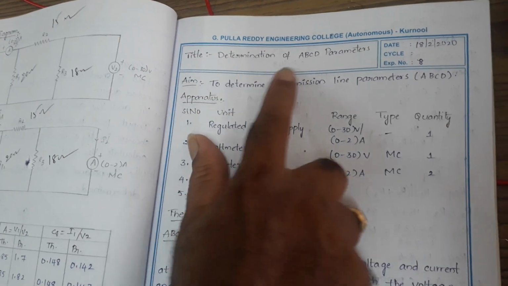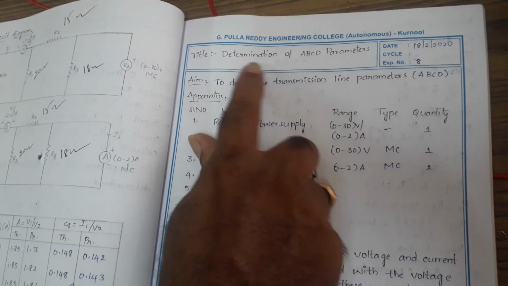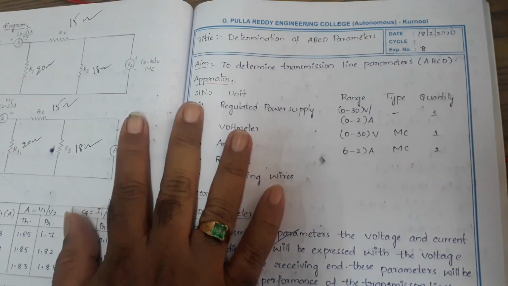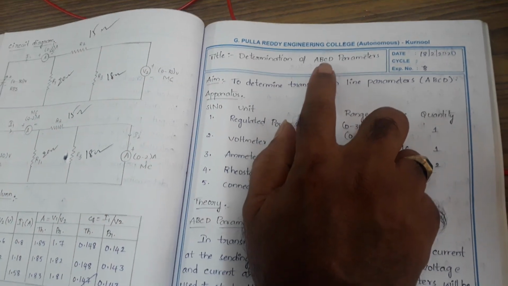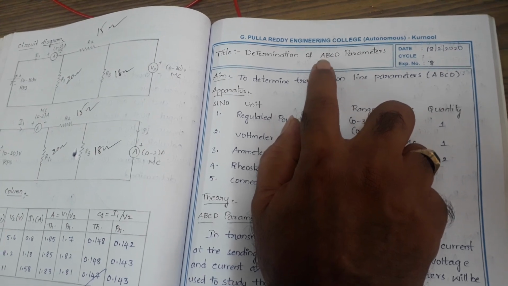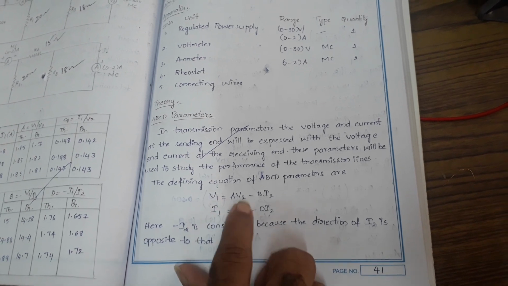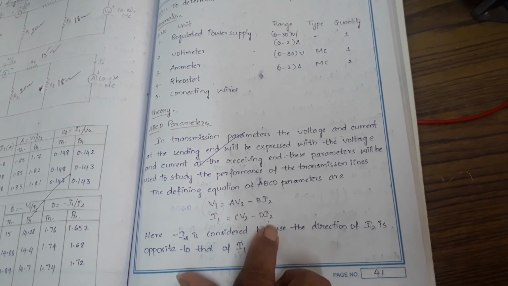Okay, one more experiment for your laboratories: determination of ABCD parameters. ABCD parameters are nothing but transmission line parameters, already studied in Power Systems 2. What is A, what is B, what is C, and what is D, and how do we calculate them? The relation between the ABCD parameters: V1 is equal to AV2 minus BI2, I1 is equal to CV2 minus DI2. V1, I1 are the sending end voltage and current, and V2, I2 are the receiving end voltage and current.